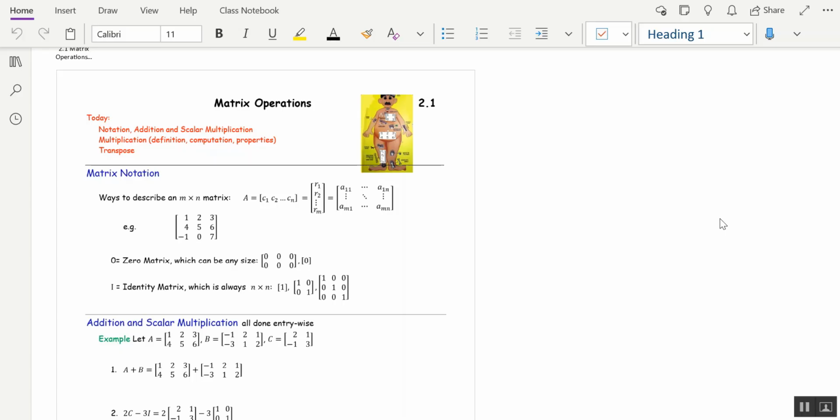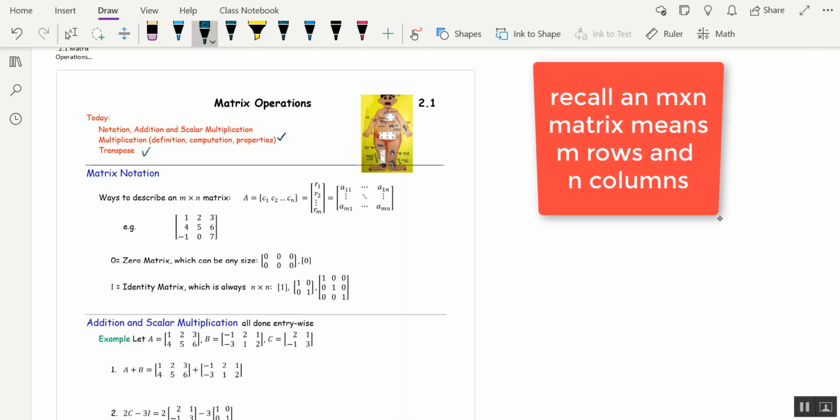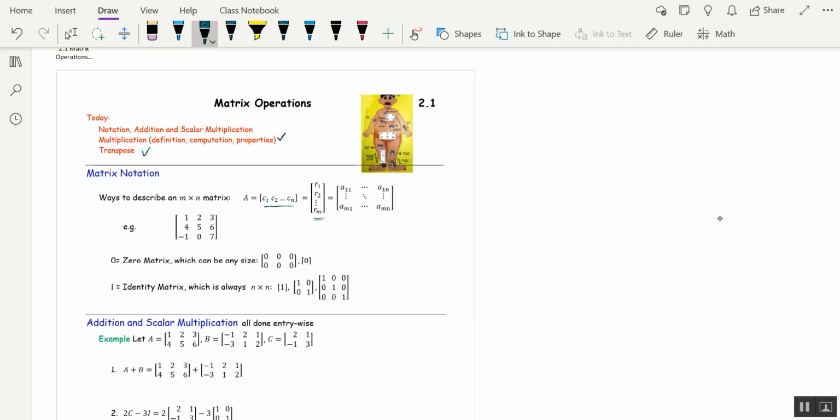Welcome to section 2.1. The exciting things we're going to do today are matrix multiplication and transpose. Let's start with just basic matrix notation. You can describe an M by N matrix by denoting the columns. We usually use C's for the columns, or the rows, or each entry. And when you do each entry, A sub ij means the entry in the ith row, jth column.